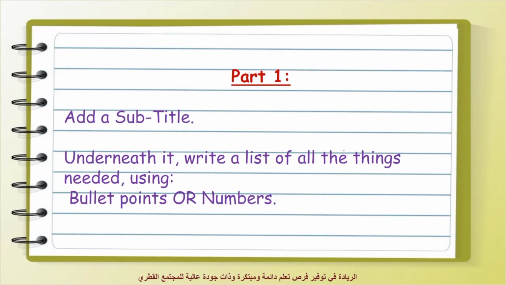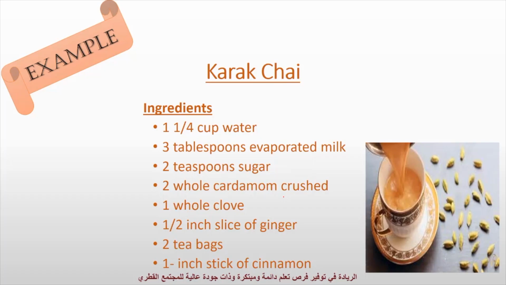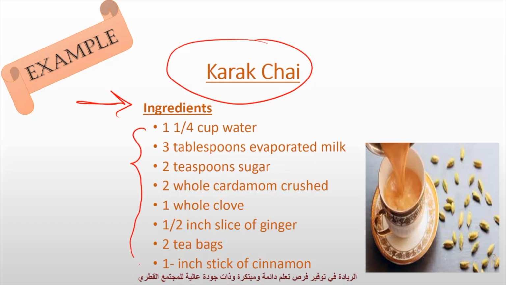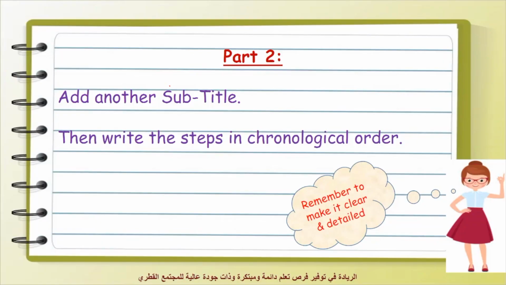Part number 1, you will add a subtitle. Underneath the subtitle, you are going to have a list in bullet points or numbers of all the things needed. Here is an example. See, here we have the main title, and underneath this main title, we have a subtitle, ingredients, and underneath our ingredients we have all of the material needed in bullet points.